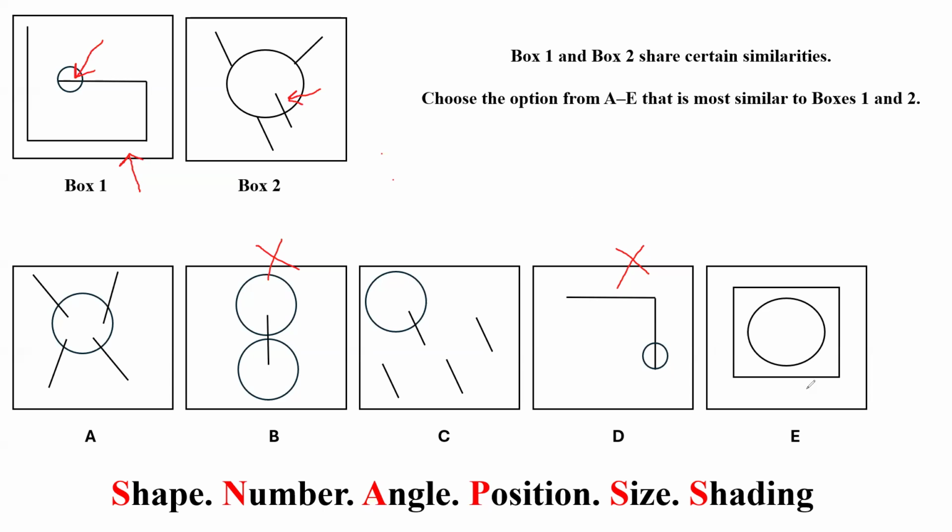Now, straight away we can get rid of E, can't we? Because there are no lines entering the circle. C has a line entering the circle. And A has 4 lines entering the circle, not 1 like box 1 and box 2. And we have our answer. The answer is C. That was quite a tricky one, wasn't it? But I think it shows us how useful snaps is as well.